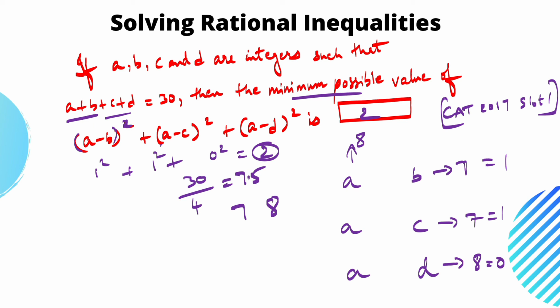That will be positive. If we try for any other values, 7 and 8, or if we interchange the values, then it won't be 2, it will be more than 2. So the least possible value is 2. Let's move on to the next question.